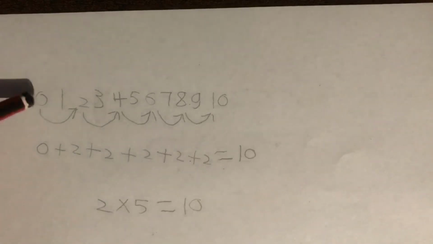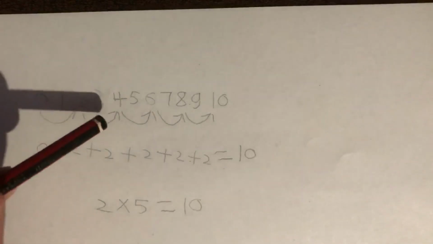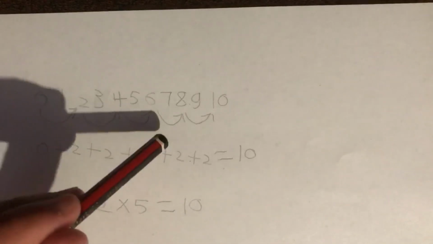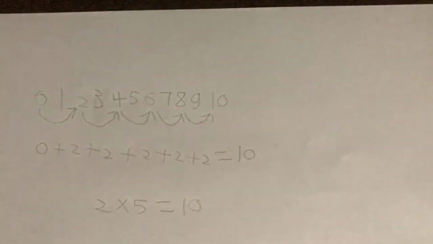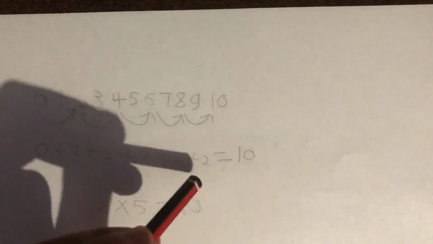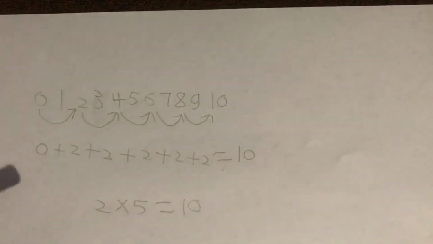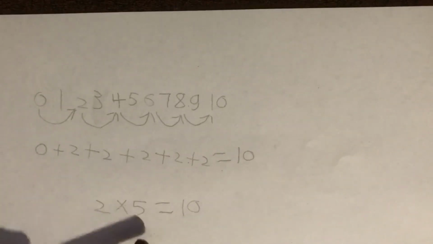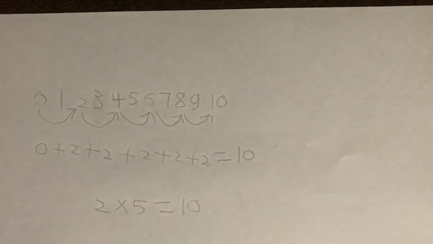If you want to count to 10 even faster, what you can do is count in steps of 2. So 0, 2, 4, 6, 8, 10. And this is equivalent to 0 plus 2 plus 2 plus 2 plus 2 plus 2 equals 10, or step size of 2 counted 5 times equals 10.